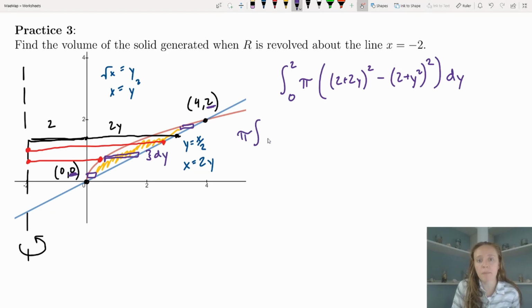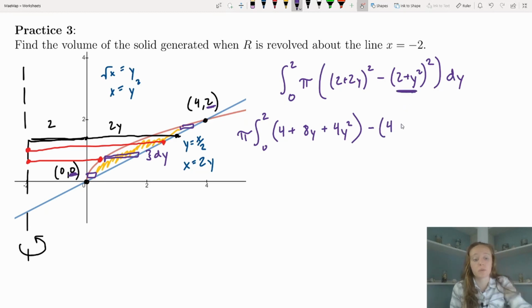I'll go ahead and pull that pi out in front. We're going from 0 to 2, expanding 2 plus 2y squared out. That's going to be 4 plus 8y plus 4y squared. And I'm going to be subtracting that inner radius squared, which is the expansion of 2 plus y squared, which is 4 plus 4y squared plus y to the 4th.